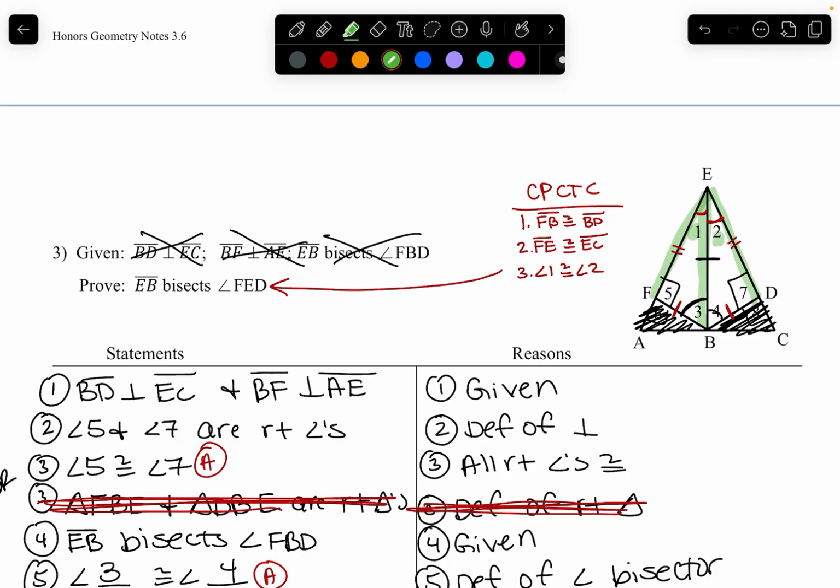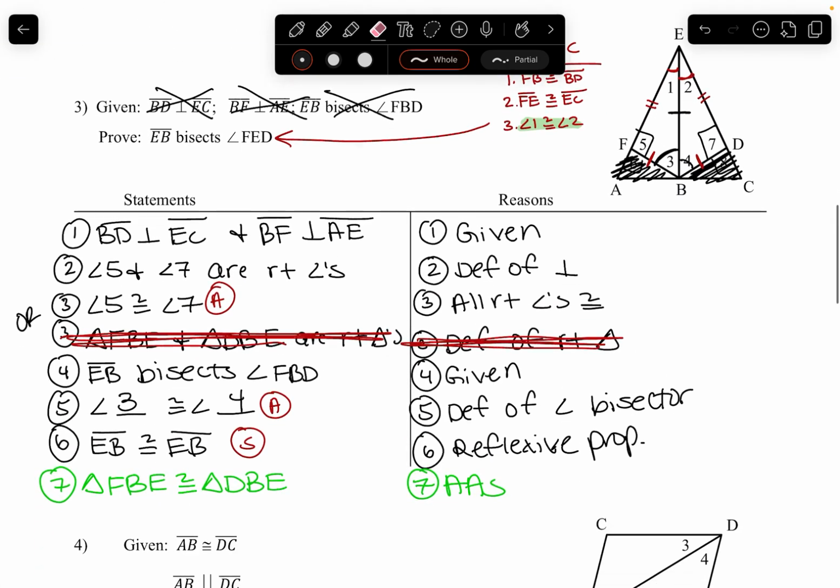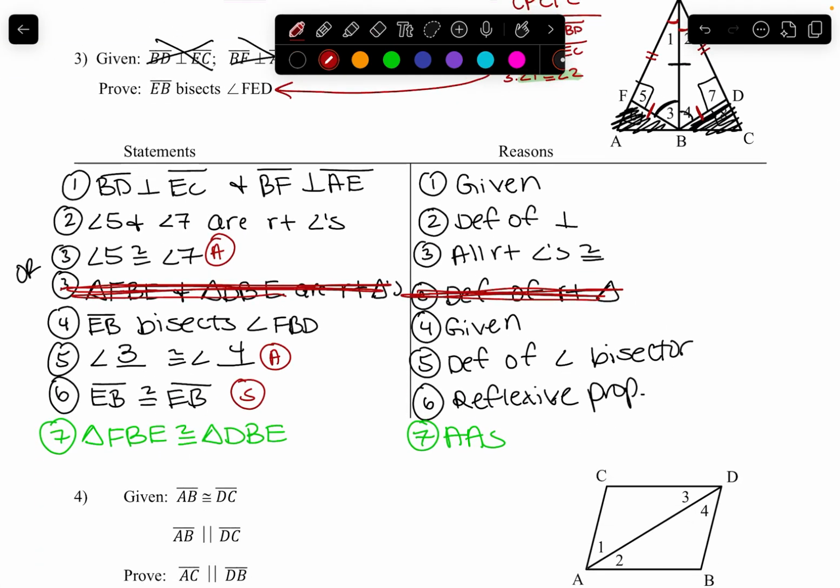So essentially, I'm thinking about this backwards. If EB bisects angle FED, then angles 1 and 2 would be congruent. So I need angle 1 being congruent to angle 2 to help me. So what I'm going to have to do first is mention that I have angle 1 being congruent to angle 2 by CPCTC. I'm running out of space. Angle 1 is congruent to angle 2 by CPCTC.